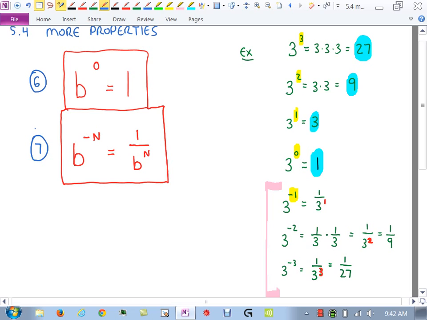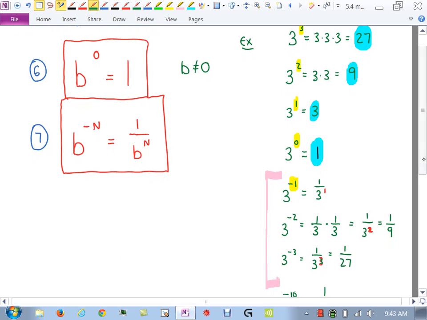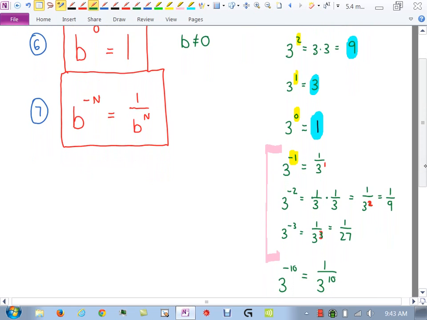Now, I do need to point something out here, although I'm not going to get too deep into it. This b to the 0 equals 1 does not work if b is 0, okay? So this property only works if that b isn't 0. If I try and write down what's 0 to the 0, that is not 1. It's not 0 either. It's what we call undefined. It's messy. You don't mess with that. It's kind of like trying to divide by 0. It's not allowed. Okay. I don't want to say anything else about that because I don't want to confuse you.